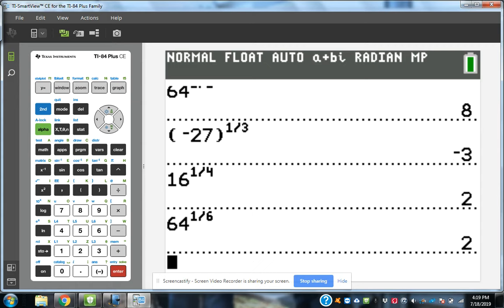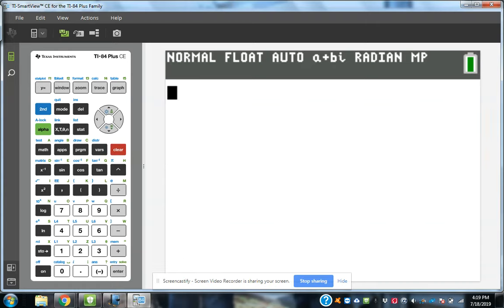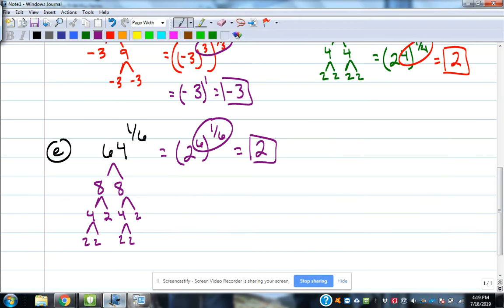But again, doing the factor tree stuff can really be helpful as we move into some harder stuff later on. Okay.